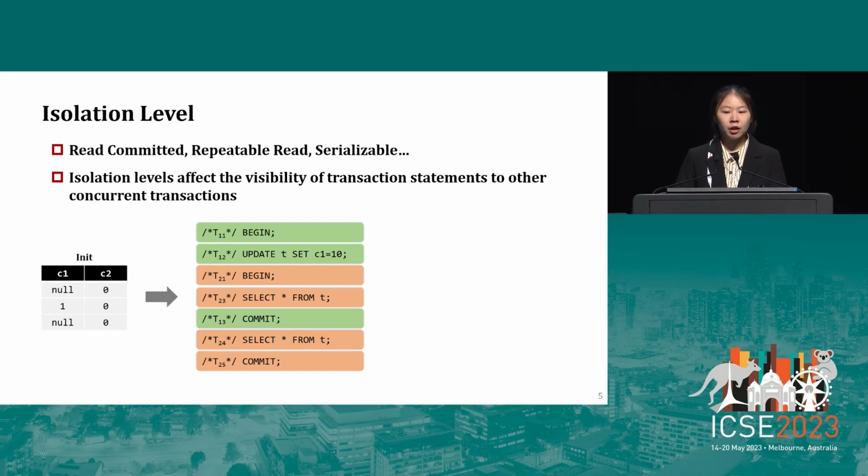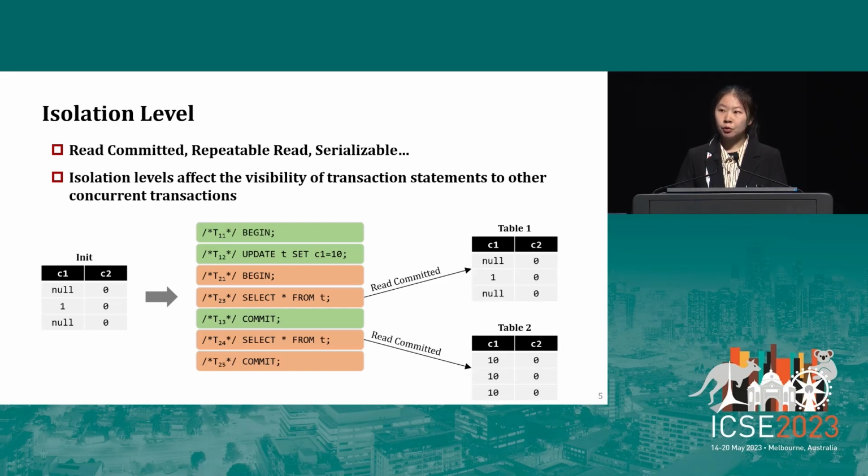DBMS provides several common isolation levels to balance consistency and DBMS performance, such as read committed, repeatable read, and serializable in MySQL. Isolation levels affect the visibility of transaction statements to other concurrent transactions. For example, at read committed, transaction 2 can see transaction 1's modification after transaction 1 commits.